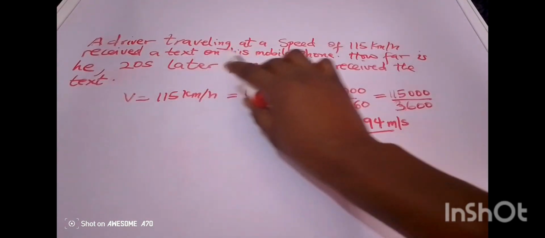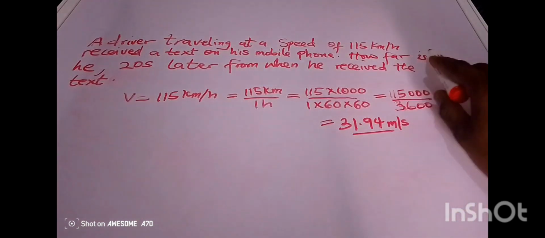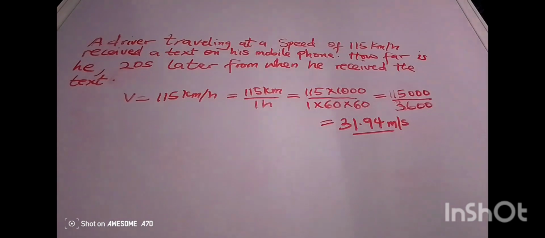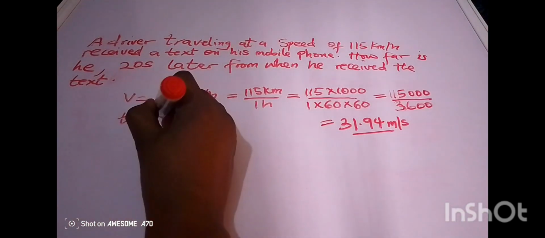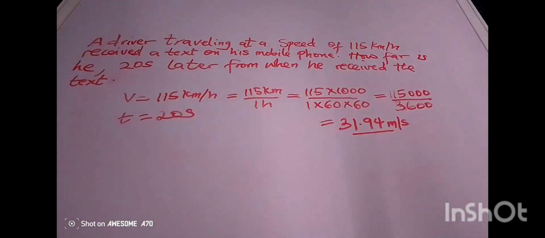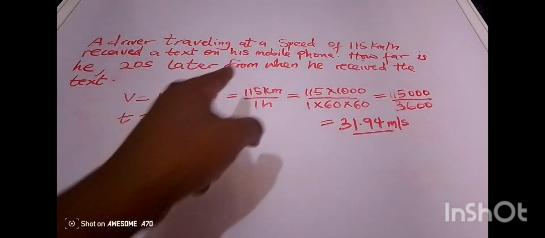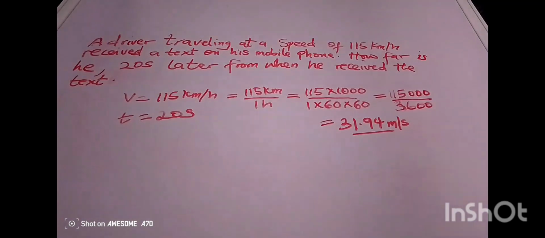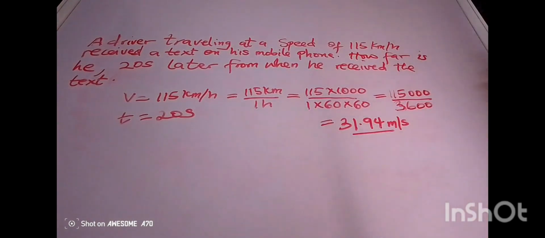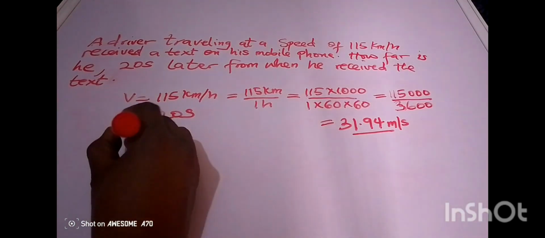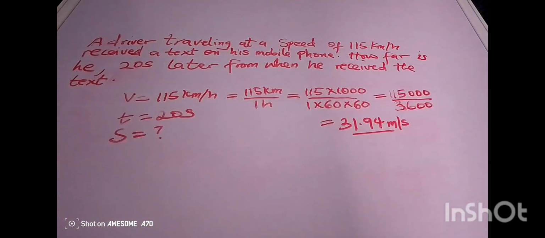He received the text on his mobile phone. How far is he? 20 seconds. Now 20 seconds, we have another parameter T. So our T is 20 seconds. Now, how far is he suggests distance. How far, that is distance covered. And remember, distance is represented with S, and that S is unknown.